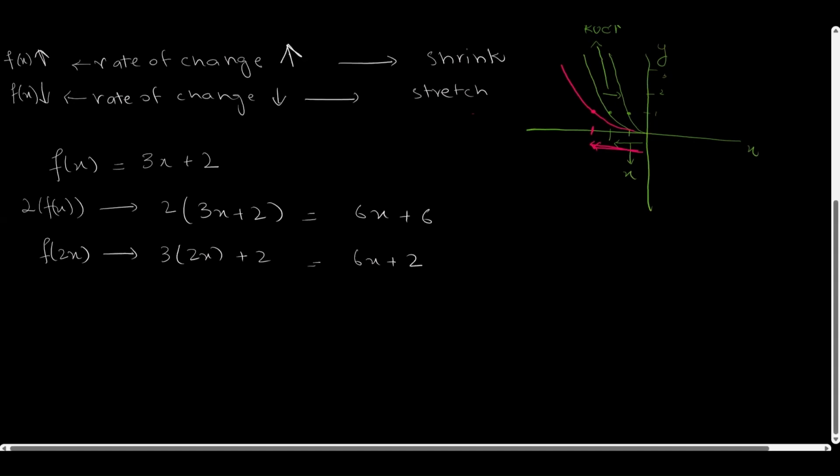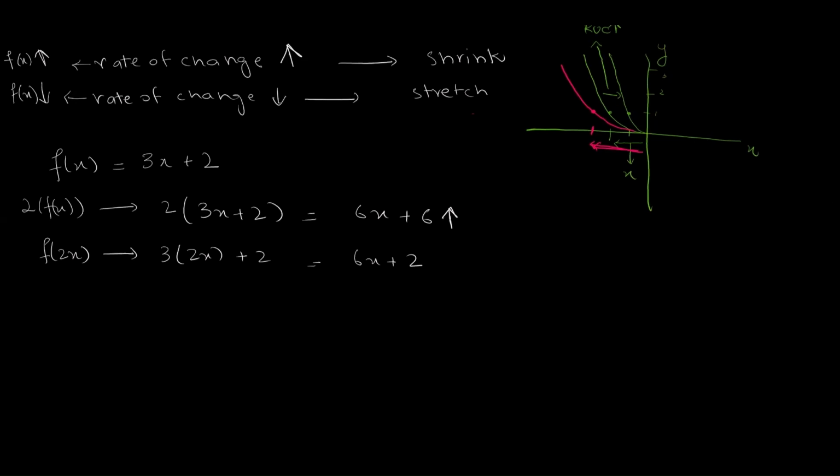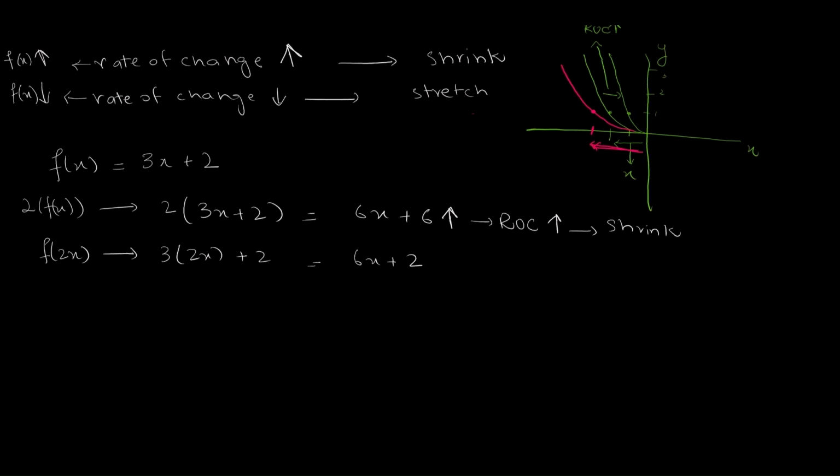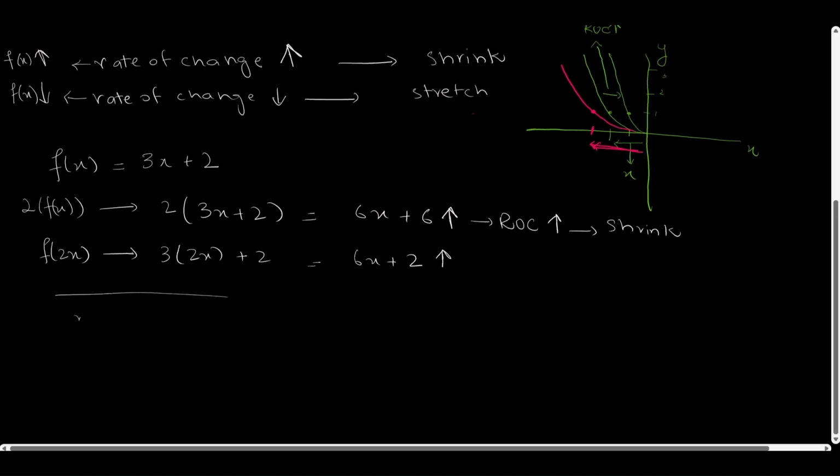Now we see that multiplying by 2 basically increased the value of f(x), and since f(x) has increased, the rate of change has also increased, so this will shrink the function, right? And in this function, we also see that the output will again increase. And why are we saying so? If x were equal to 1, f(x) would be 3 into 1 plus 2, which is equal to 5.